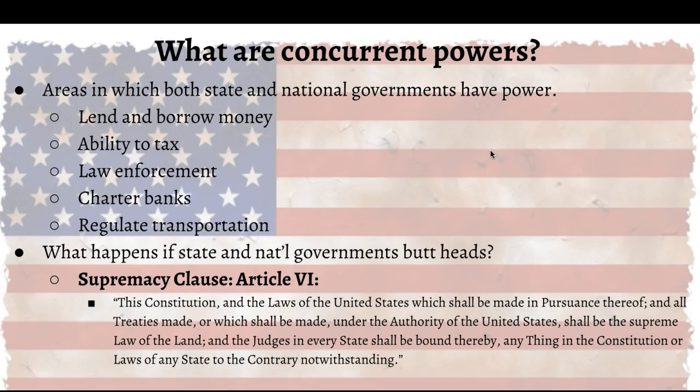So the Supremacy Clause is saying that the Constitution and the laws of the United States at the federal level are supreme. They are the authority of the United States. And if a law is made at the state level that infringes upon a law made at the national level, it is going to be the national law that reigns supreme. This is going to cause a lot of problems in a lot of different areas of history and government. We're going to look at that a little bit later.